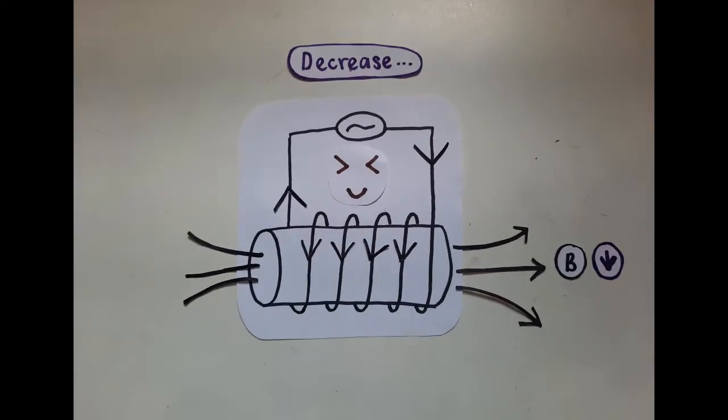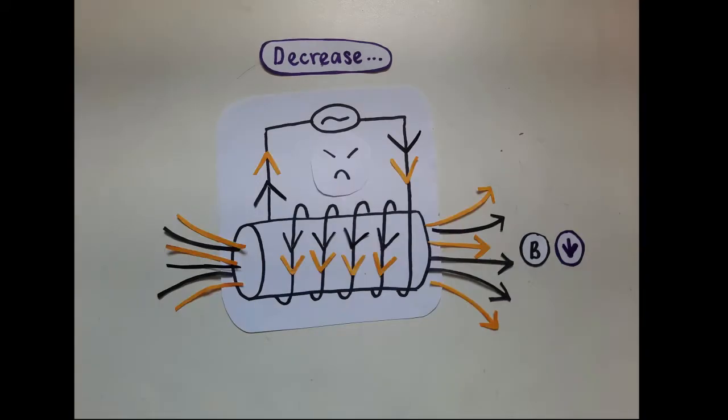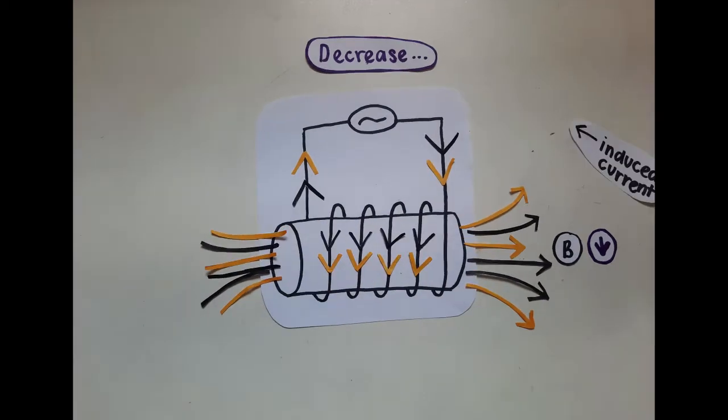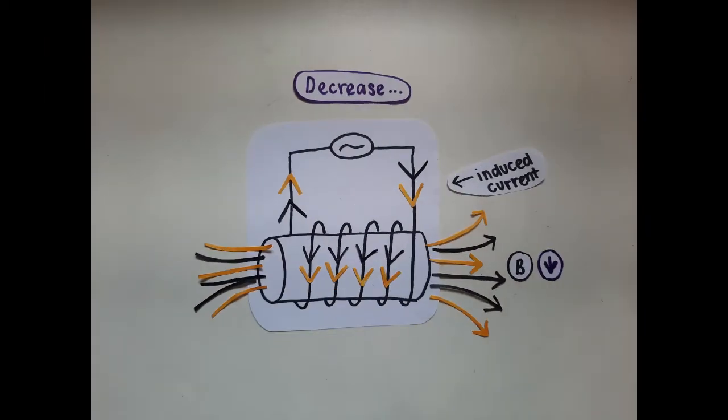So next, what happens if we decrease the current inside the solenoid? The B also decreases and it makes the solenoid really mad. It doesn't like this change and it will try to increase the current by inducing a current in the same direction as the current inside the solenoid, and it will also produce a magnetic field in the same direction as the magnetic field in the solenoid.